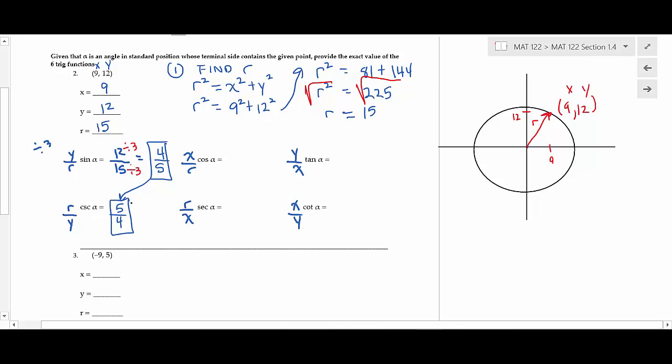So we got the sine and cosecant. And we leave those as a fraction. We don't want a decimal. We just want a reduced fraction.